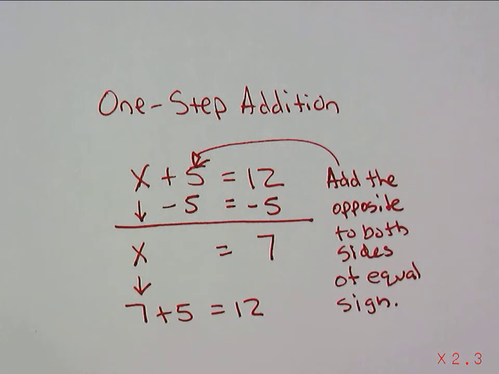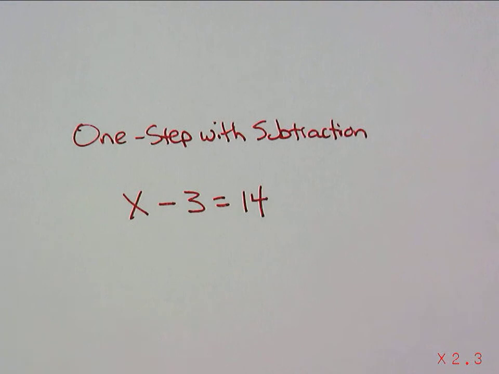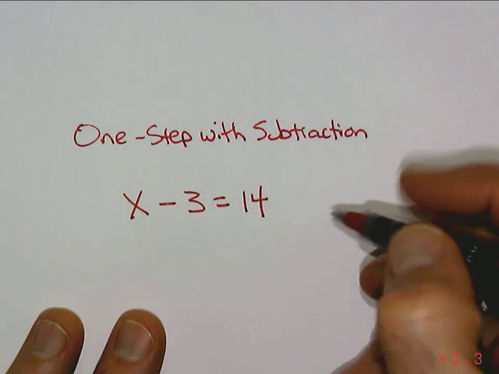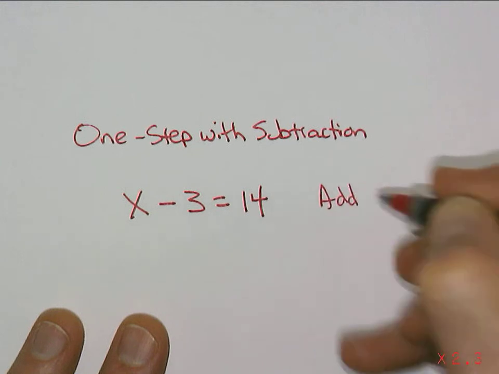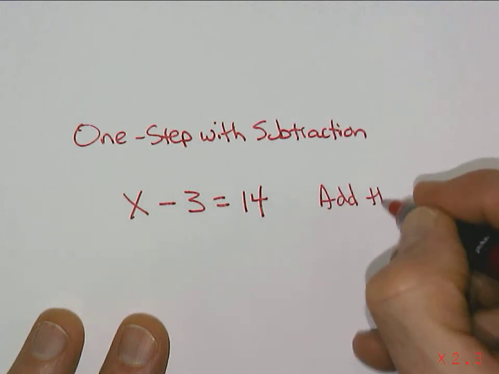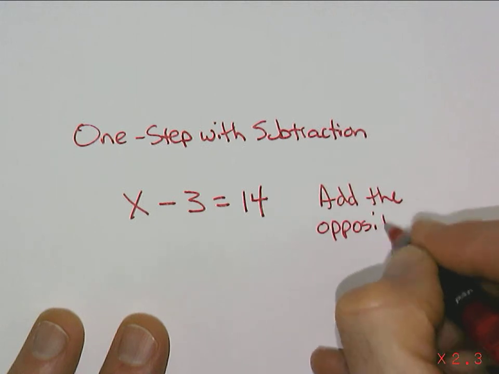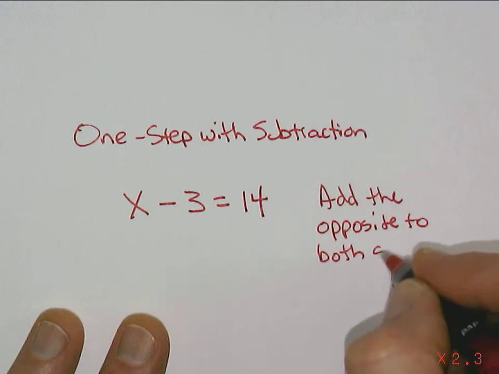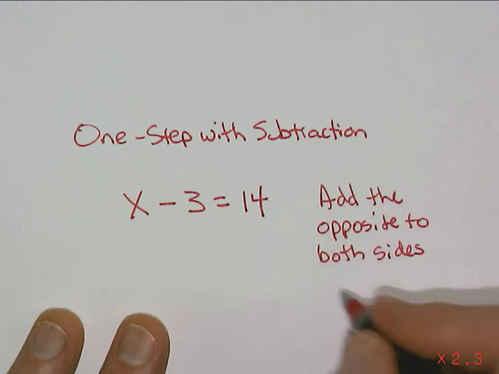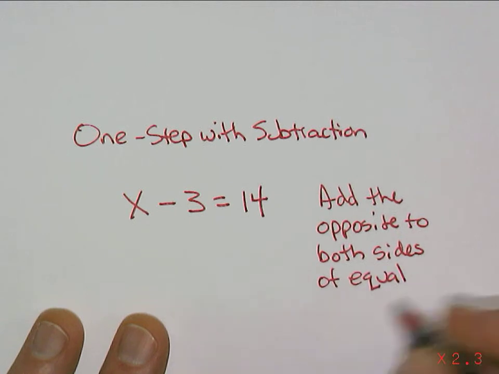This idea works whether it's addition or subtraction, but we can think of a problem that has subtraction in it. And in this case, in a one-step situation, we're going to do the same thing we did with addition. We're going to add the opposite to both sides of the equal sign. Always have to do the same thing to both sides of the equal sign.